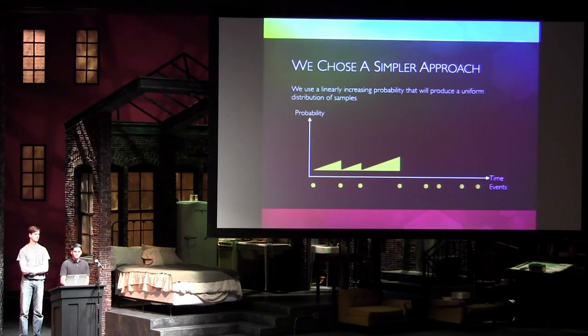So we actually use a simpler approach. What we want is not a Poisson process, and I'll get into the details shortly, but we do something very simple. Every time we see an event, we look at the time since the last time we saw an event for that category, and then we use a simple linear equation to figure out that probability. So what we end up with is something that looks like that plot. We then use that probability to determine whether we sample that event or not.